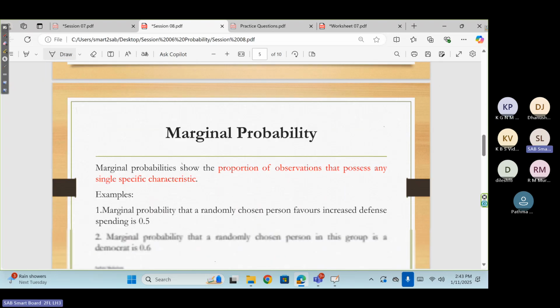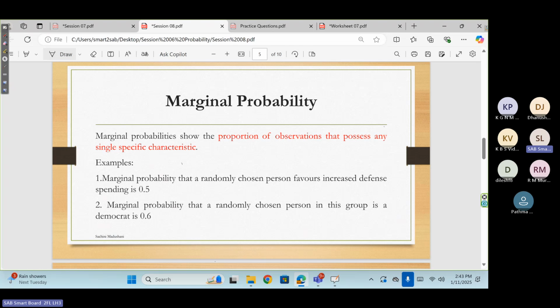marginal probability. Joint probability means joint occurrence. In the marginal probability, we find the probability of a single event. Take the previous example: we find the probability that the selected person is a Republican. Only we discuss one event. This we call marginal probability.